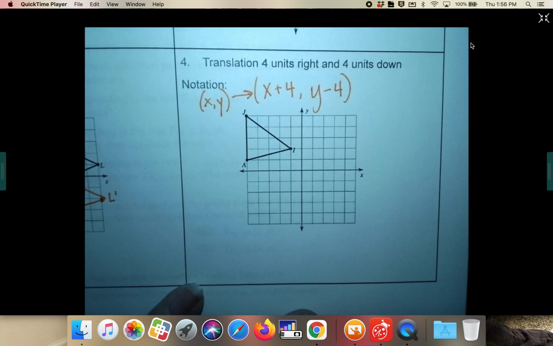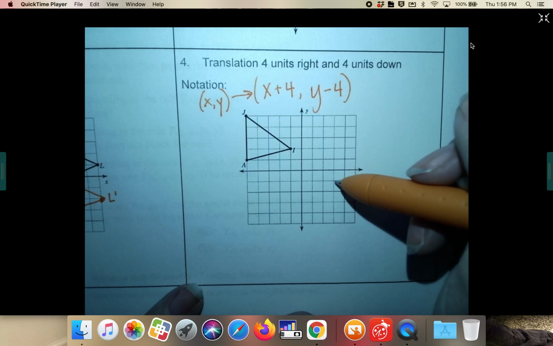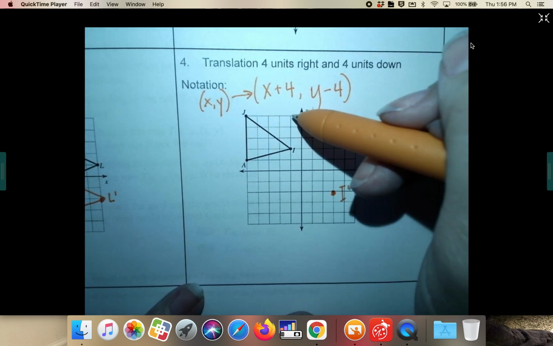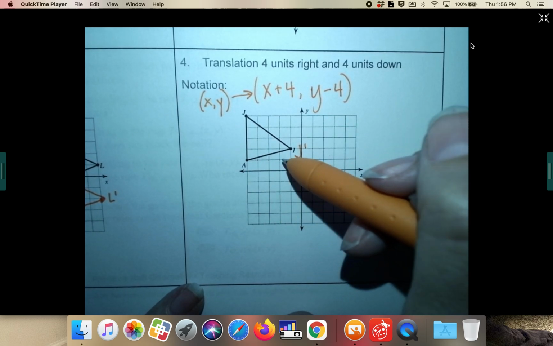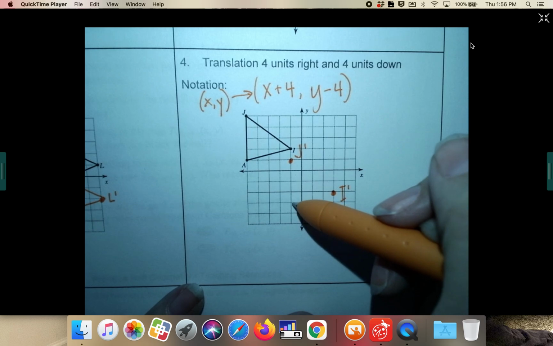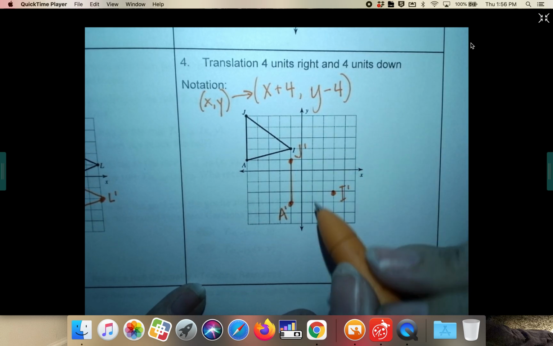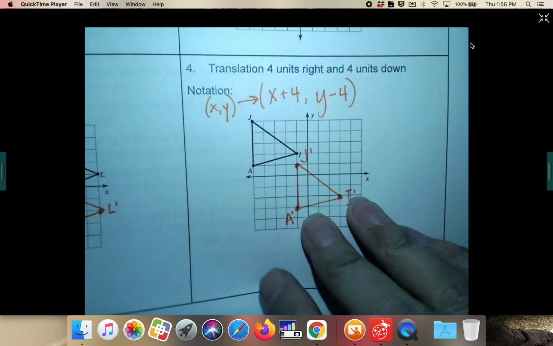Okay, so to the right 4, down 4. 1, 2, 3, 4, 1, 2, 3, 4. So this one would be I prime. This one would be J prime. Or I could have just looked and saw that it was just directly below it, and that would be my A prime. Okay, let's turn to the next page.